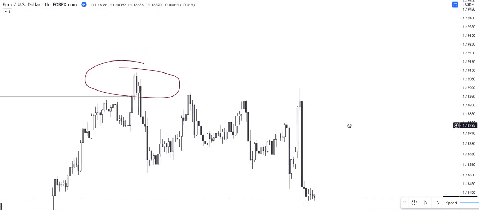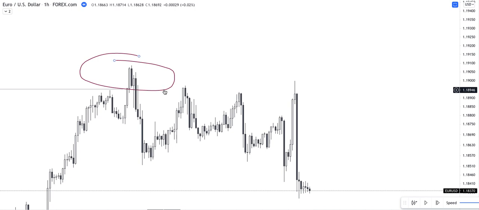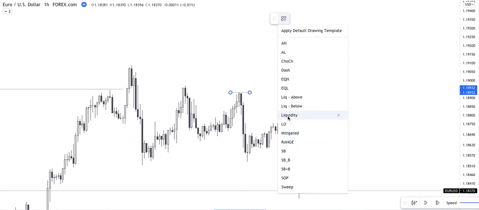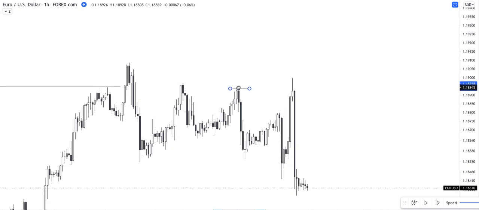On the 1 hour now, we can identify that we're starting to create liquidity highs. What are those? Just simple highs like this that haven't been breached yet. So there's liquidity above these highs.